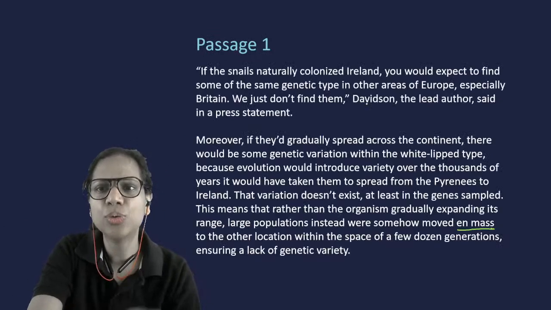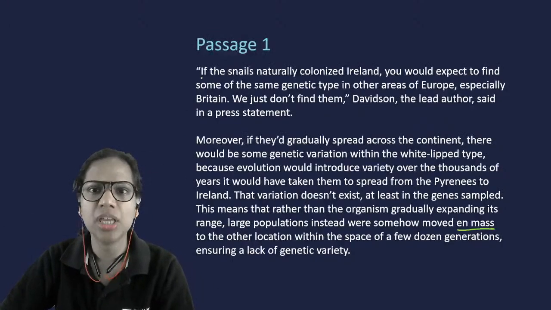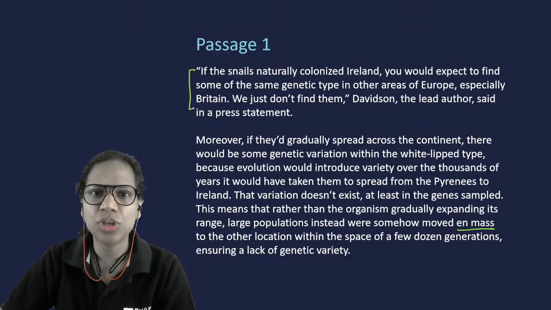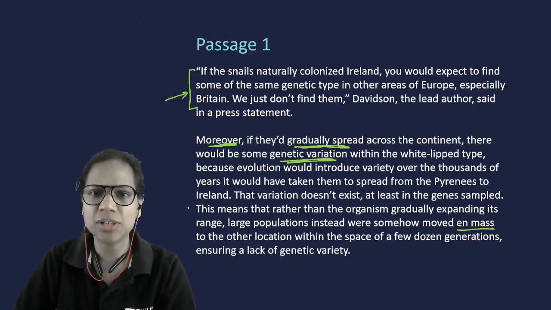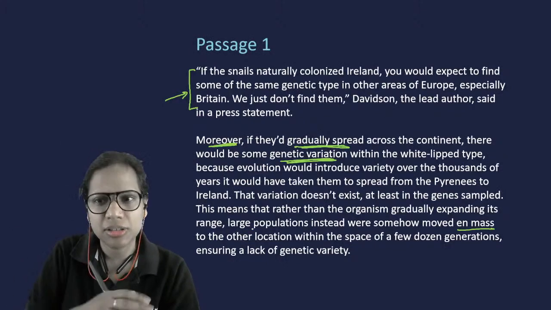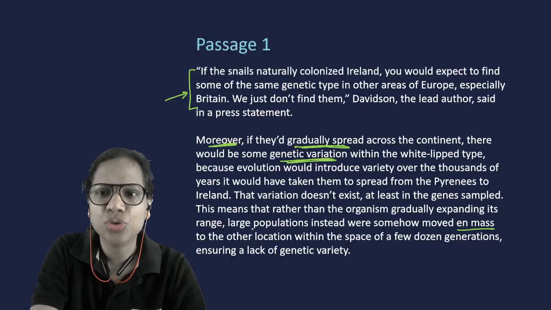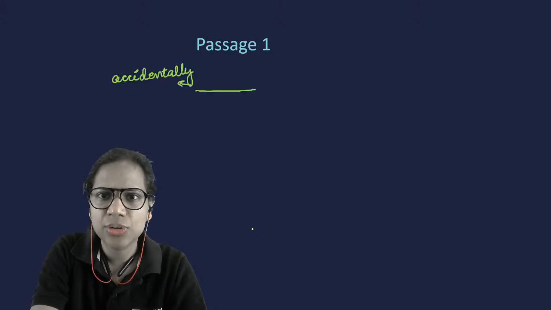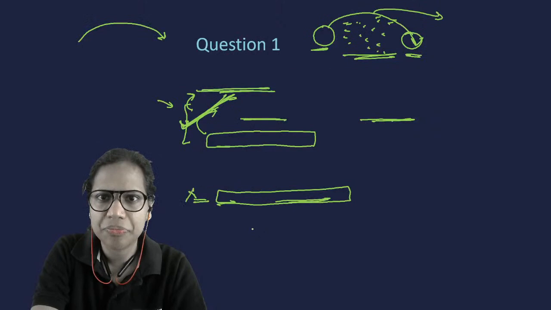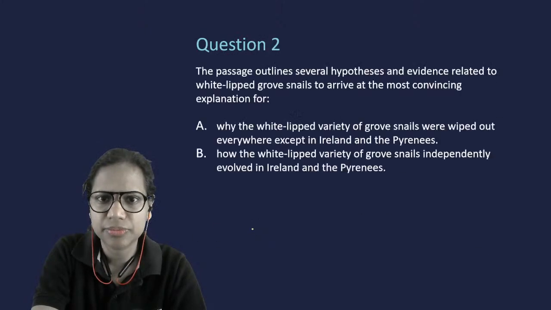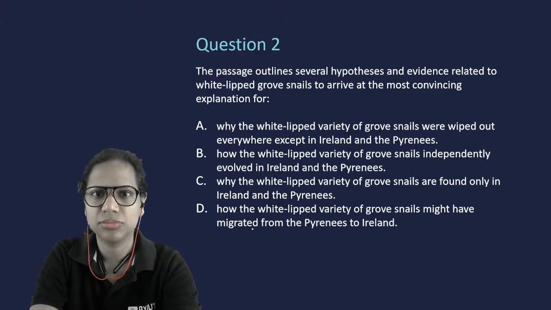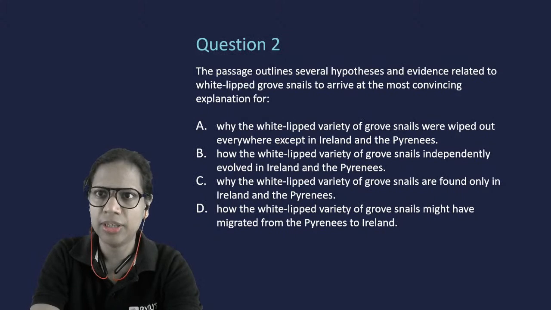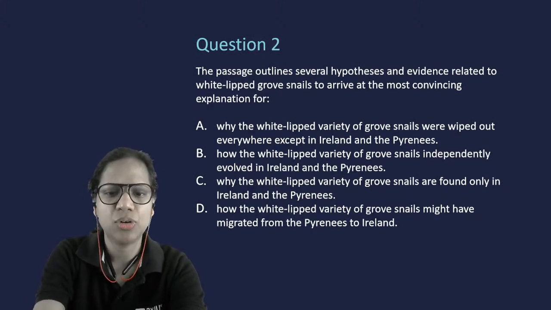Okay, then look at this paragraph. This actually answers that question, right? So we say that, okay, our DNA analysis did not find them. Moreover, they also did not gradually spread because genetic variation is absent, right? This means that they were moved en masse. So let's see what you answer based on this. Okay, C, B, all right.